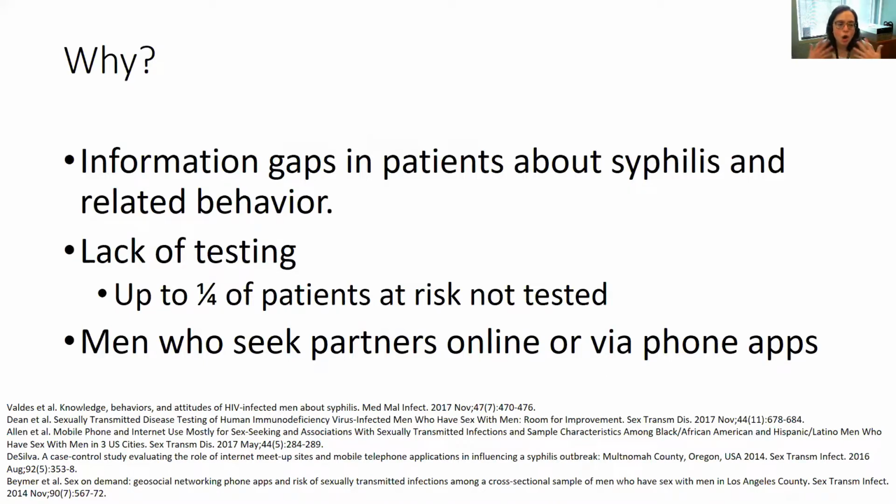Now, the question we need to ask ourselves, and that I asked myself when I was preparing for this lecture, is why are we seeing this now? Why all of a sudden, after all of these years of decreased infections, are we seeing this dramatic rise? When I dug into the literature, I found a couple of potential reasons. It may be a multifactorial problem. There seem to be information gaps in patients about syphilis and the related behavior. For example, according to one study out of France, only 37% of men who have sex with men are aware of the fact that syphilis can be transmitted via oral sex.